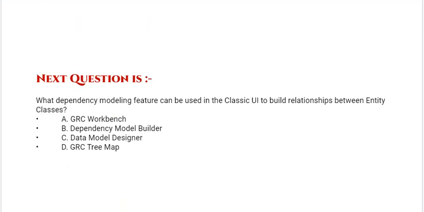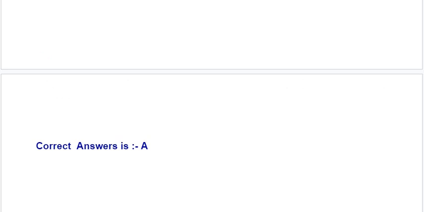Next question is, what dependency modeling feature can be used in the classic UI to build relationships between entity classes? Option A, GRC workbench. Option B, dependency model builder. Option C, data model designer. Option D, GRC tree map. Correct answer is option A.